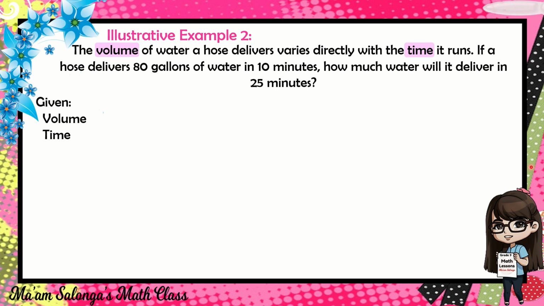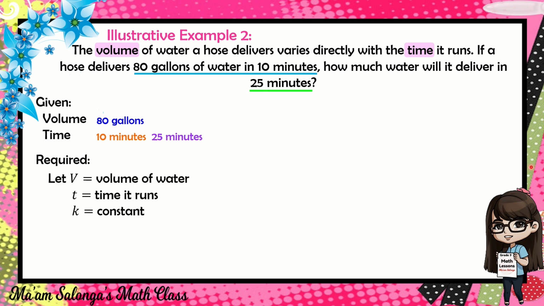So by given, let's identify the volume and time in the given problem. The first one, we have 80 gallons of water in 10 minutes. The next, we have 25 minutes. Then, the required, we need to assign variable doon sa ating mga quantities. So, let capital V be equal to volume of water, T be equal to time it runs, and K be equal to constant. Then, create tayo ng table.